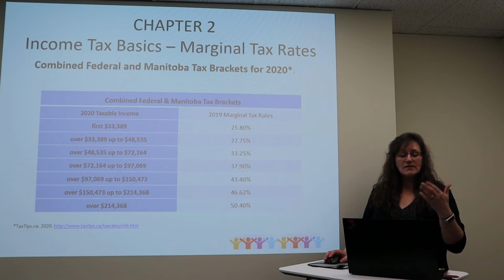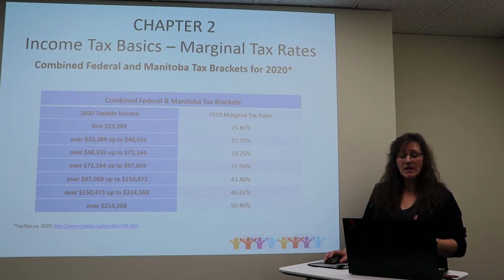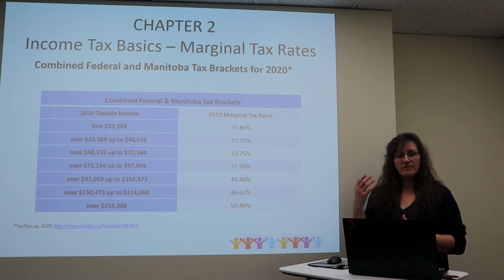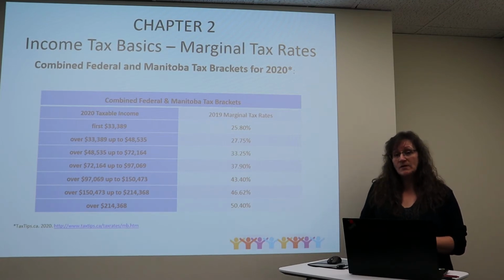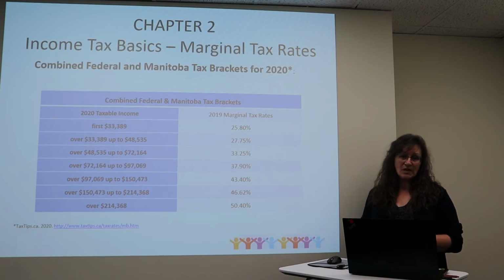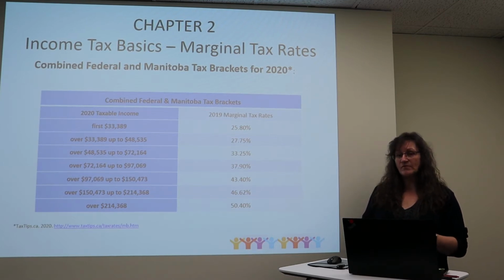This is an example of the tax brackets in Manitoba, where we combine the federal and the provincial rates together. We can identify the level of income at which the threshold changes and a different tax bracket is applied, as well as what those tax rates are. Here in Manitoba, anybody can earn, in 2020, and this does vary by year, $33,389, and any portion of that which is taxable will be taxed at the rate of 25.8%. Anything earned over $33,389, up to the next threshold of $48,535, would be taxed at a higher rate of 27.75%.